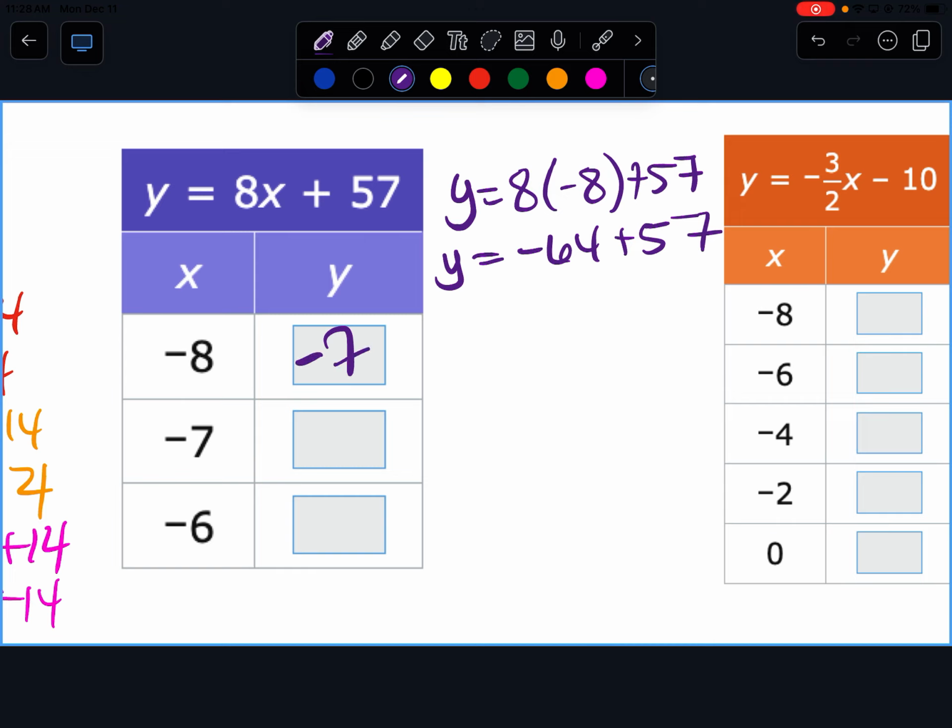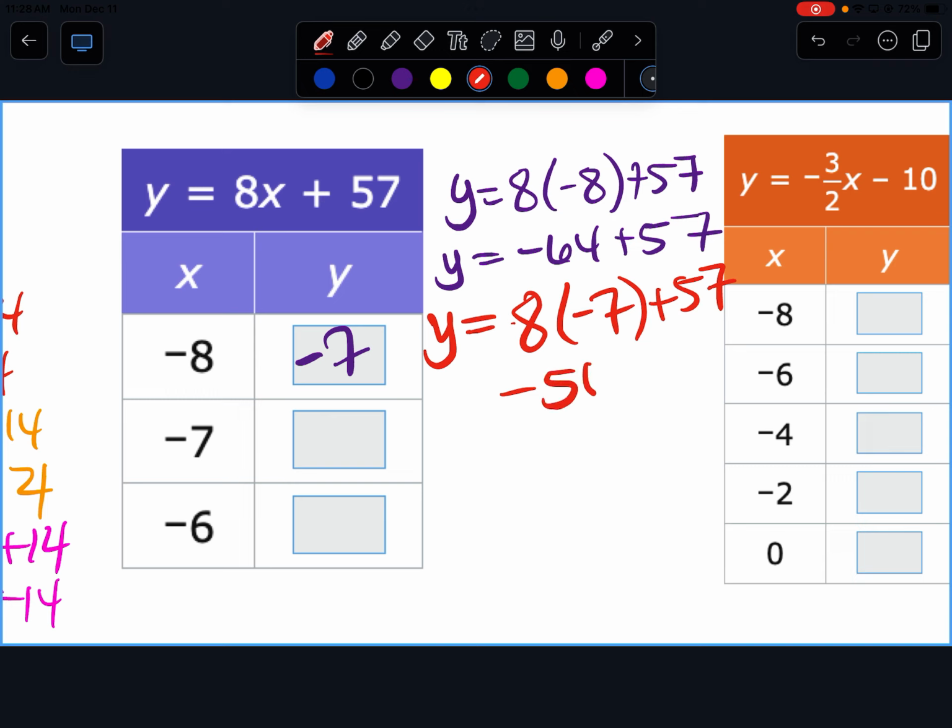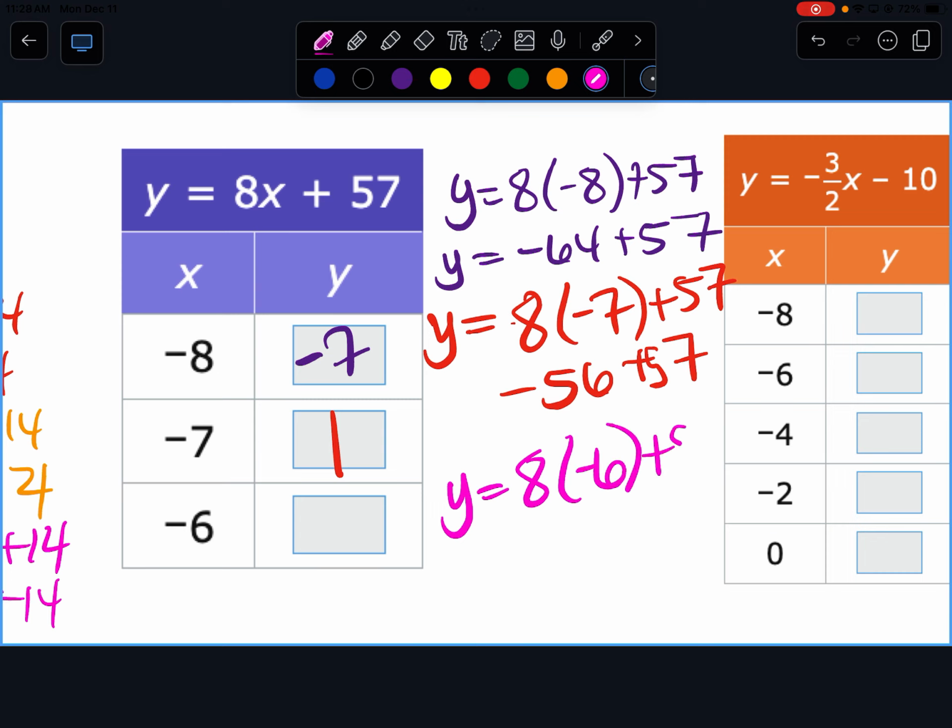Then y equals 8 times negative 7 plus 57. So negative 56 plus 57. That would be 1. And last but not least on this one, 8 times negative 6 plus 57. Negative 48 plus 57, which would be 9.